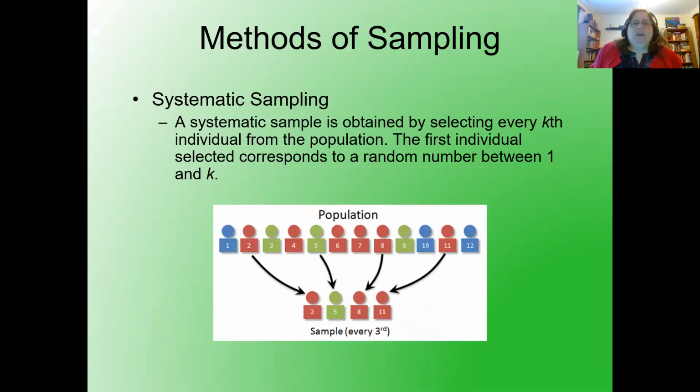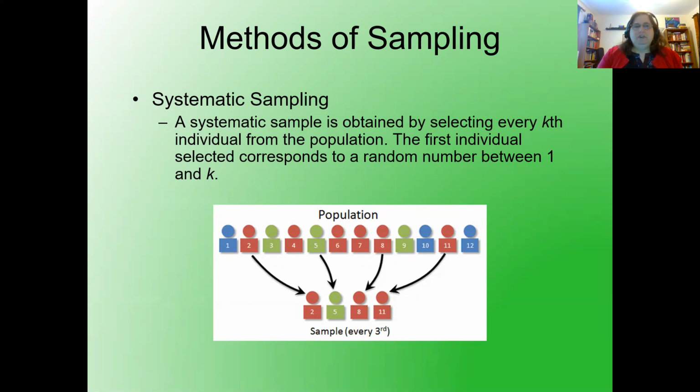The next type of sampling I want to discuss is systematic sampling. Now this one's relatively straightforward. You choose every kth individual from the population, and the first individual selected corresponds to a random number between 1 and k. So in this case, we start with the number 2, and then we choose every third. So we choose 2, 5, 8, and 11.